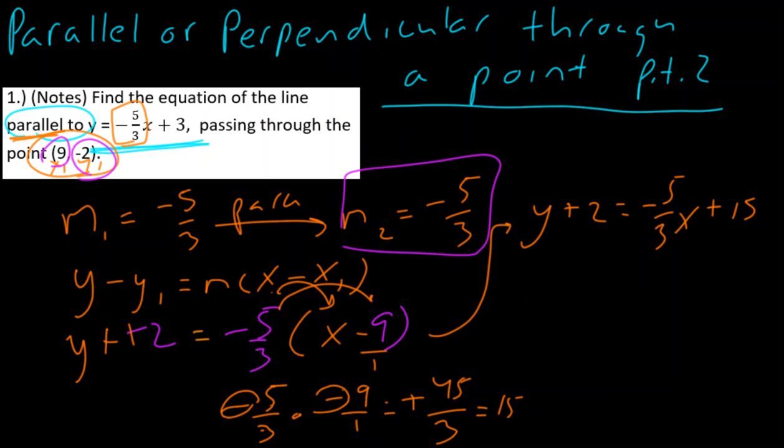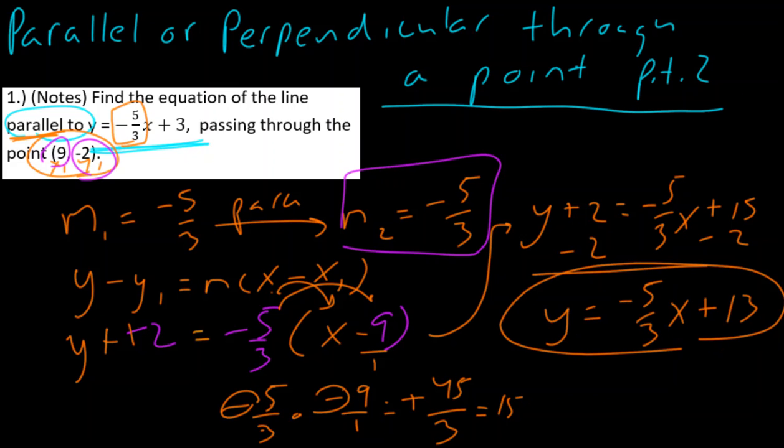Well, guys, we have one final step. We know we want to get rid of our plus 2 by subtracting 2. We'll get our final equation. Y is equal to negative 5 over 3x plus 13. And guys, this is the equation of the line that is parallel to this given line passing through the point 9 comma negative 2.